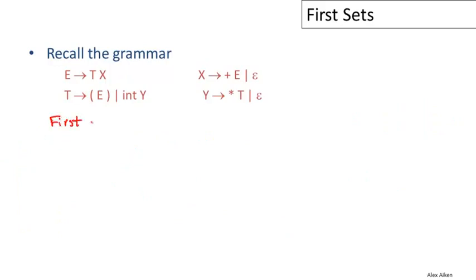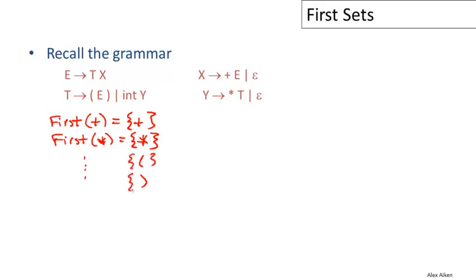All right, so for the terminals, it's extremely straightforward. The first of plus is plus. The first of times is just times. Every terminal has its first set. The first set of every terminal is just the set containing that terminal, and so on for the others. And this is not worth writing out. So the first of open paren will be just open paren. The first of closed paren will be just closed paren. And I think that is all. No, we have to do int as well. Okay. All right. So these are the first sets for the terminal symbols.